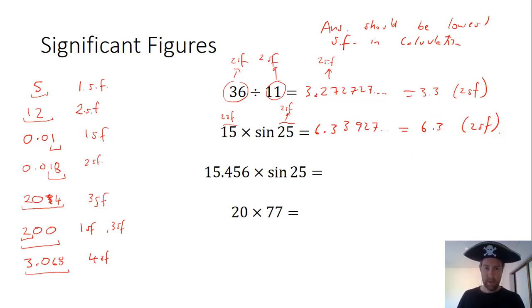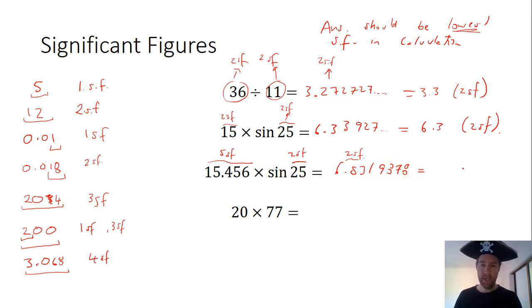All right, this next one. This is two significant figures. This is 5 significant figures. So my answer has to be in two significant figures. It's always the lowest. So I do my calculation, 15.456 times sine 25 equals 6.5319878. When I do my answer, I always write the full thing out, then put equals after it, and then I do my rounding. 6.5 to 2 significant figures.